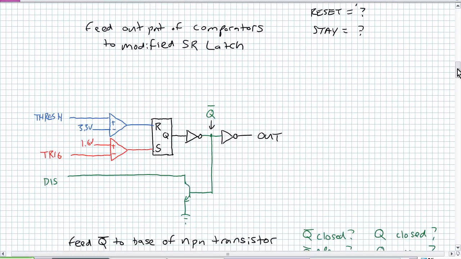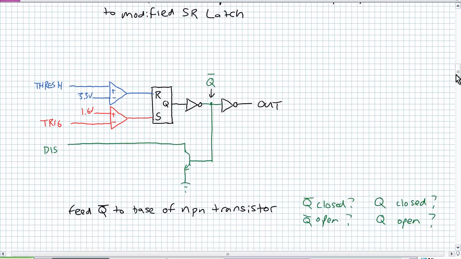Let's add another device. Notice we took that intermediary value of not Q. Now we're feeding that to the base of that NPN transistor, and that is going to the discharge external to this device. Check this out. When is that thing open and when is that thing closed? Well, it's an NPN transistor. So when the base has a positive, i.e. a 1, it's going to close. So when not Q is a 1, it will be closed.